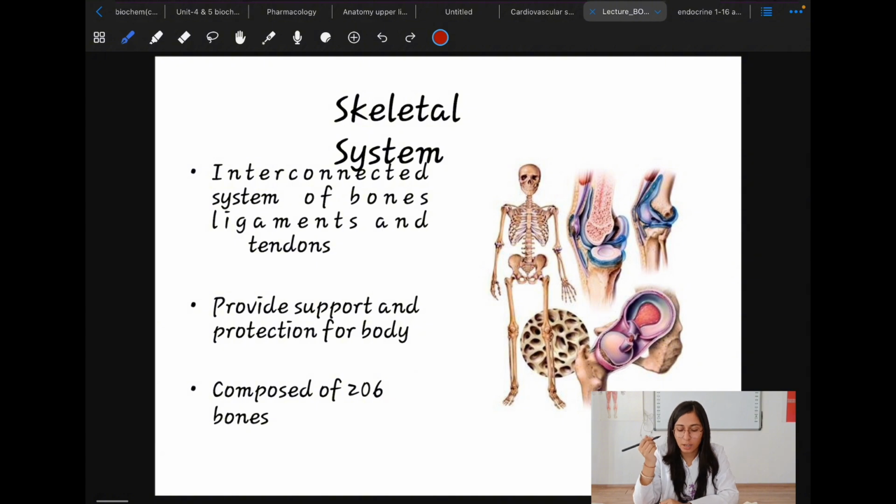So let's start. Basically, the skeletal system is an interconnection of the bones, the ligaments and the tendons. And next, it is comprised of 206 bones. In our skeletal system there are 206 bones. This is the picture of the skeletal system, we know this.